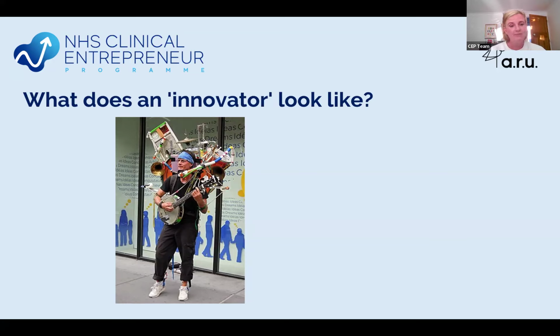So innovation sometimes is a bit of a word that people don't really know what it means or how it looks or what they need to do, but it's just a combination of different skills that enable you to develop that thing or product or service.